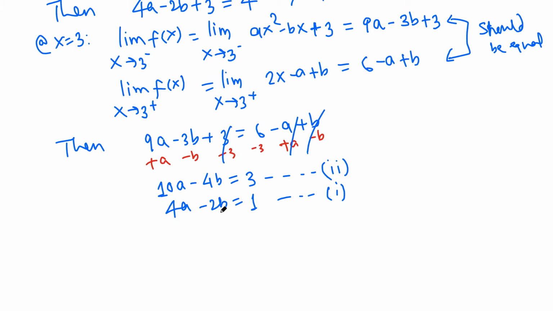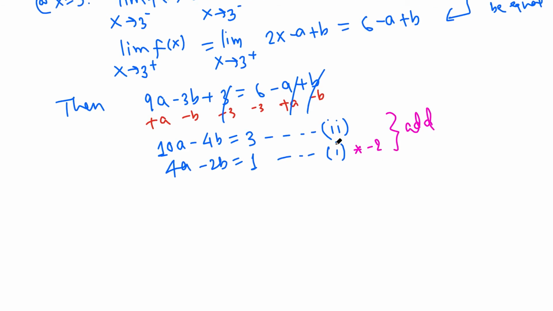Looking at this 4b, 2b, I want to use the method of elimination. I want to multiply equation 2 by negative 2 so that this becomes negative minus negative, positive 4b. And when I add, negative 4b plus 4b will be 0. So I can eliminate variable b, then I can determine the value of a. So I'm going to multiply by negative 2, then add these two equations.